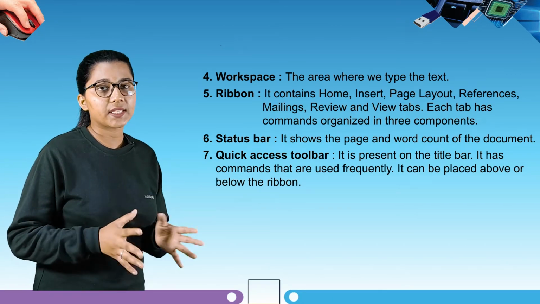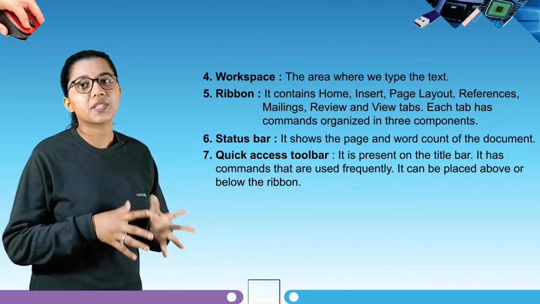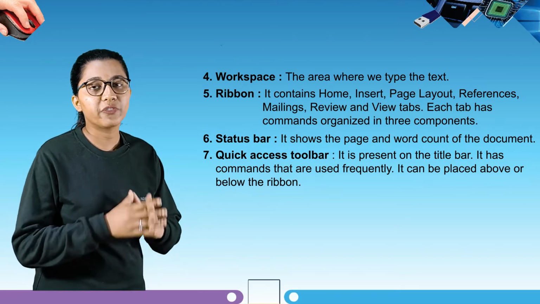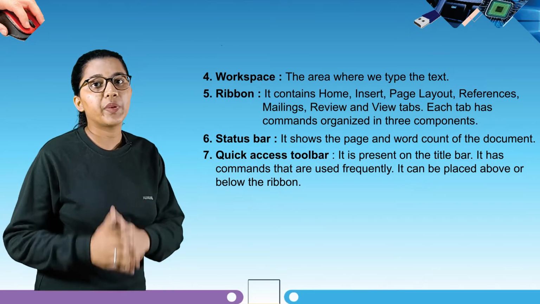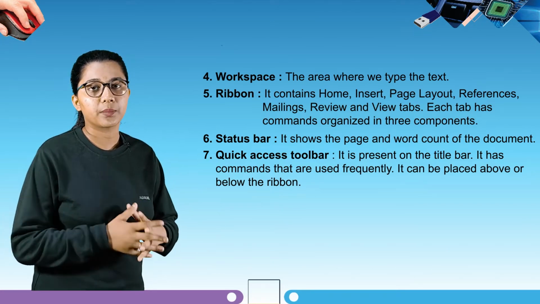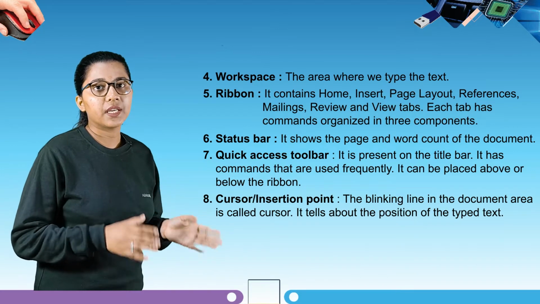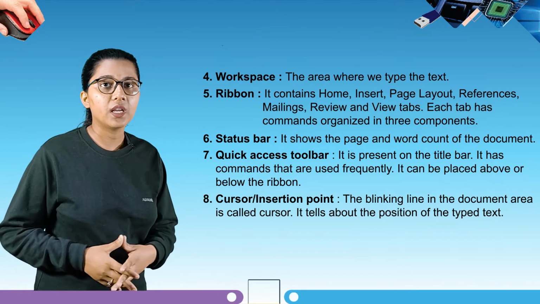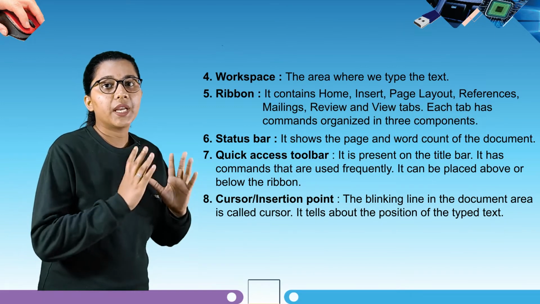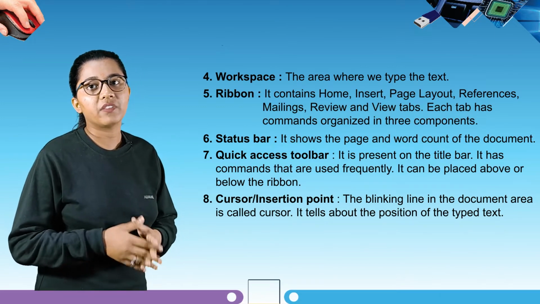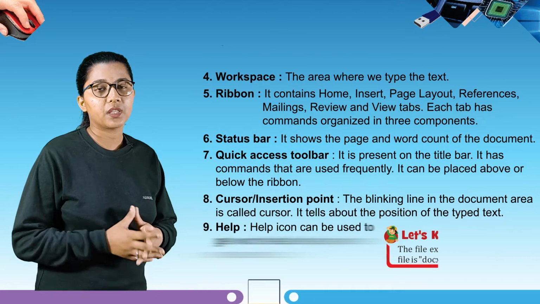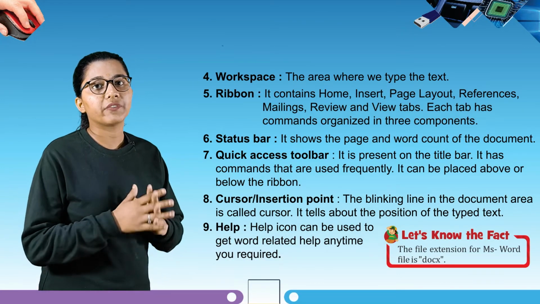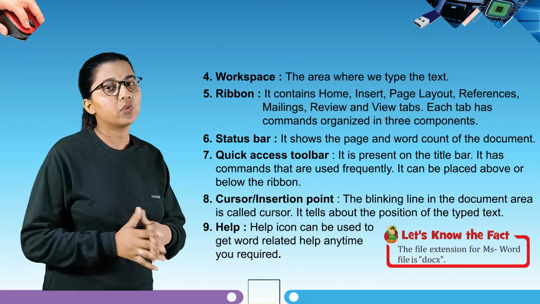Seventh, quick access toolbar. It is present on the title bar. It has commands that are used frequently. It can be placed above or below the ribbon. Eighth, cursor and insertion point. The blinking line in the document area is called the cursor. It tells about the position of the typed text. Ninth, help. The Help icon can be used to get Word-related help anytime you require.